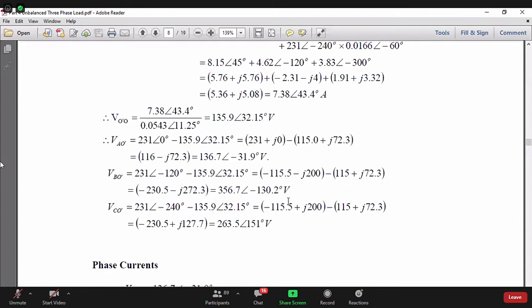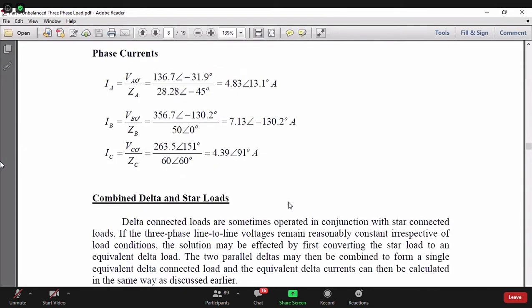This is that. Now I come to the combined delta and star load. I have given a problem in the balanced case. And that problem I have solved by converting the delta to star.